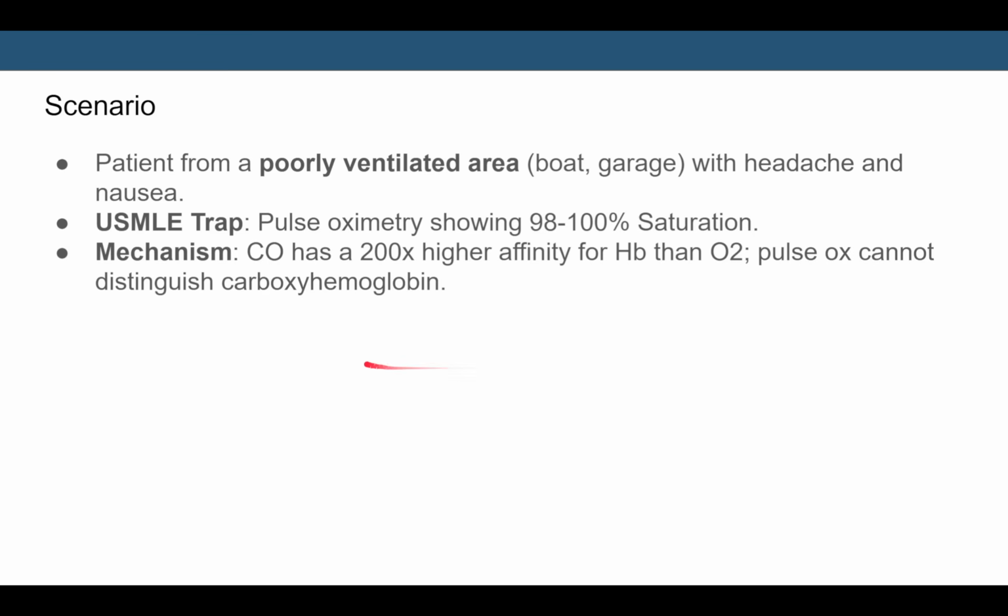So the scenario, you'll see a patient from a poorly ventilated area such as a boat or a garage with headache and nausea. The trap for the USMLE is that they will say that the pulse oximetry is showing 98 to 100% saturation. This is false.